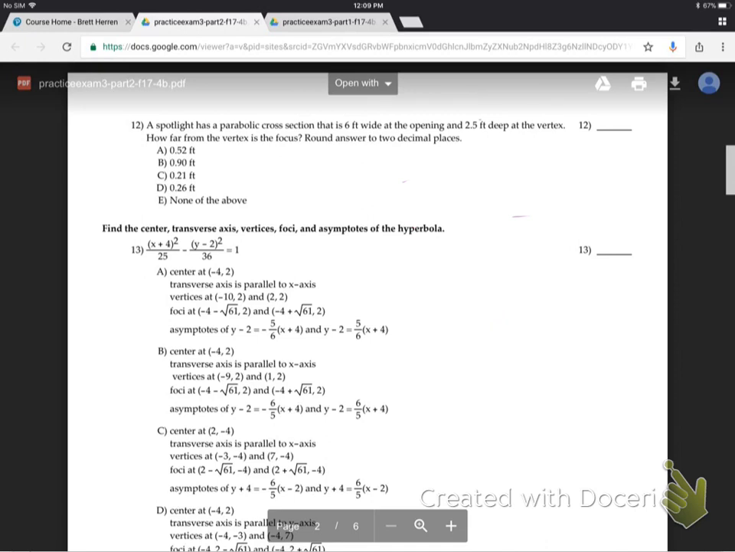So number 13. How do we do number 13? Find the center, transverse axis, vertices, foci. Okay, so they want me to do everything for this one. So how do we do it? What's the center? Opposite. So back 4, up 2. Right there. Back 4, up 2.